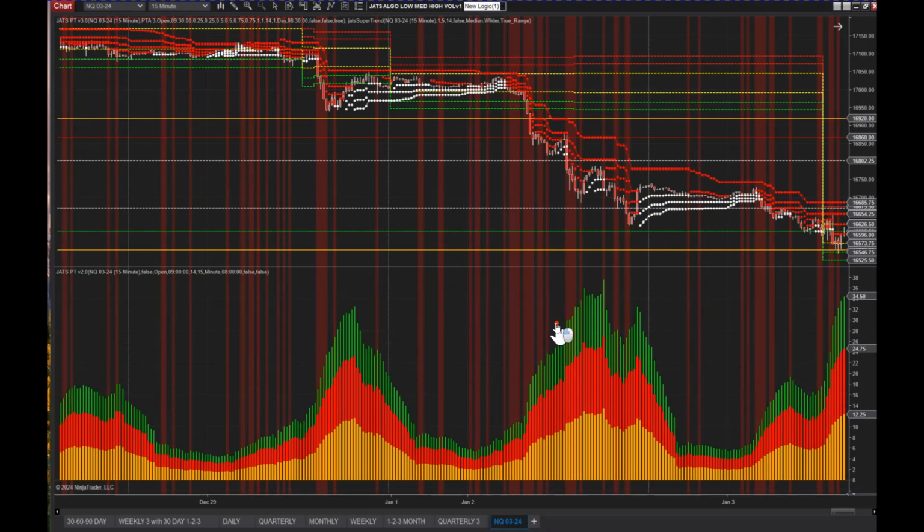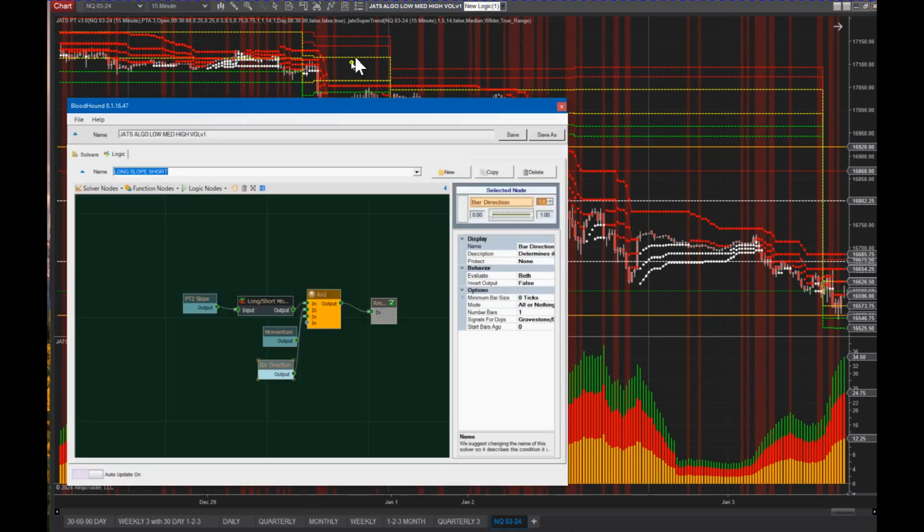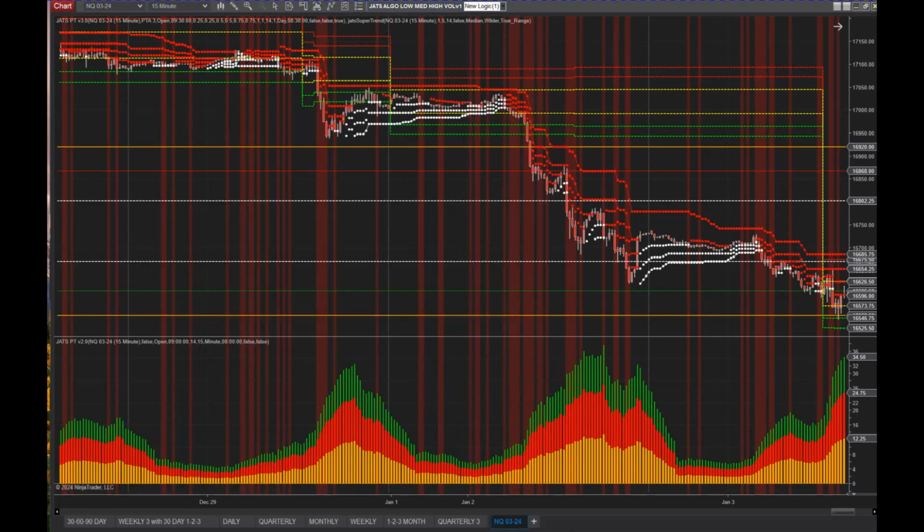I have my own volatility indicator. I don't like to take short trades in long volatility. So I can add my super trend. This is the Jats super trend. I have my own blend, but you can use hairy fat tails, or you can use the super trend from the NinjaTrader platform. So you can block your long vol.